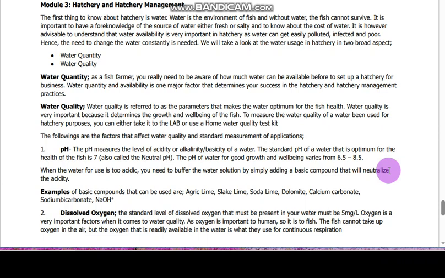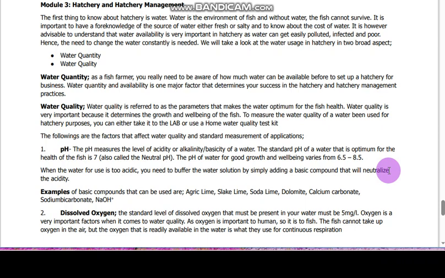Number one is the pH. The pH measures the level of acidity and alkalinity of water. The standard pH of water that is optimum for the health of a fish is 7, also called the neutral pH. The pH of water for good growth and well-being varies from 6.5 to 8.5.